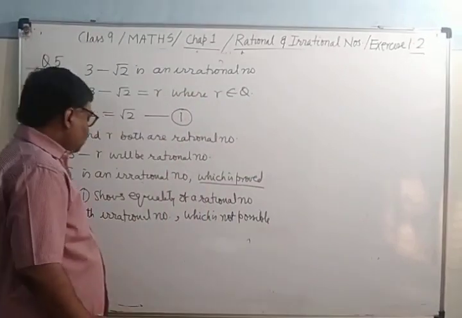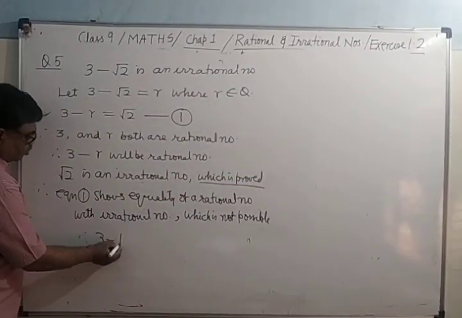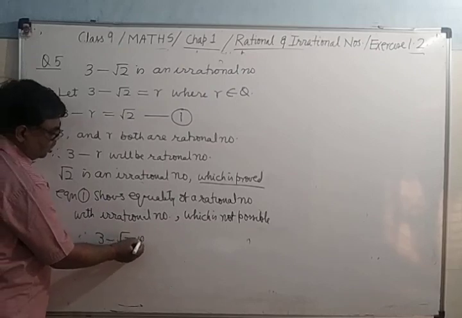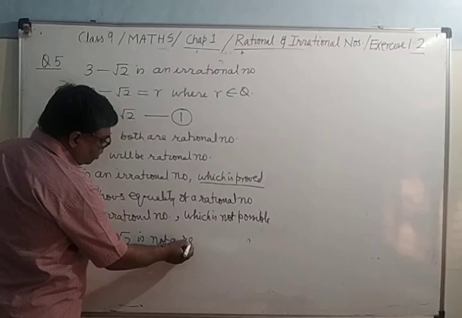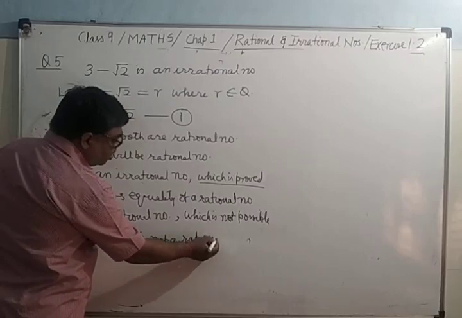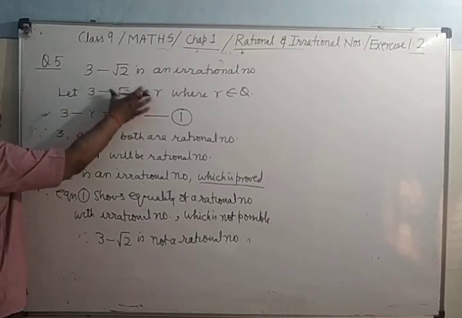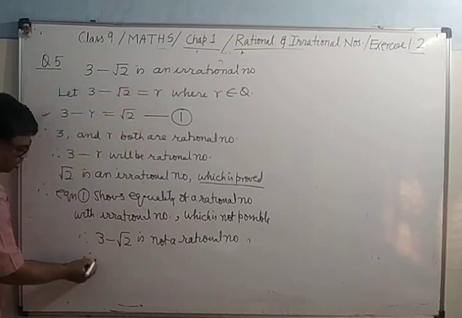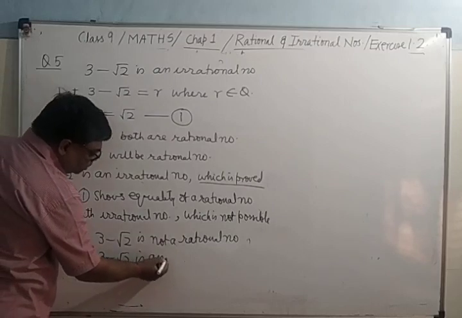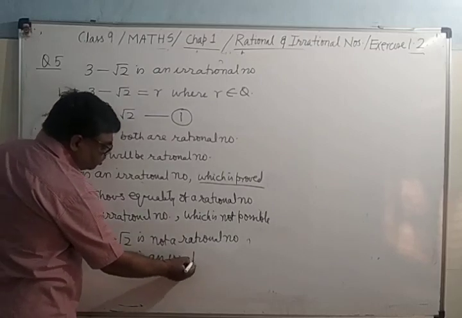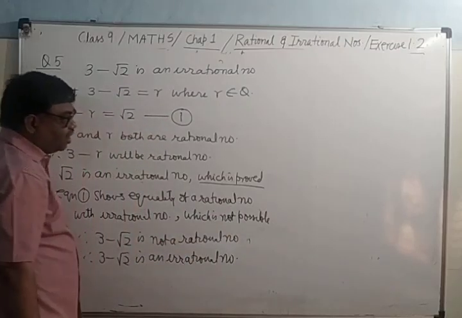It's clear? Therefore, 3 minus root 2 is not a rational number. Because this we have got from where? From this. Therefore, 3 minus root 2 is an irrational number.